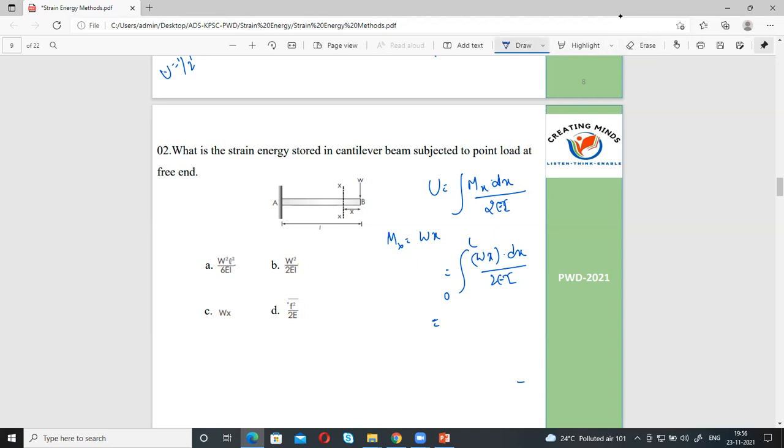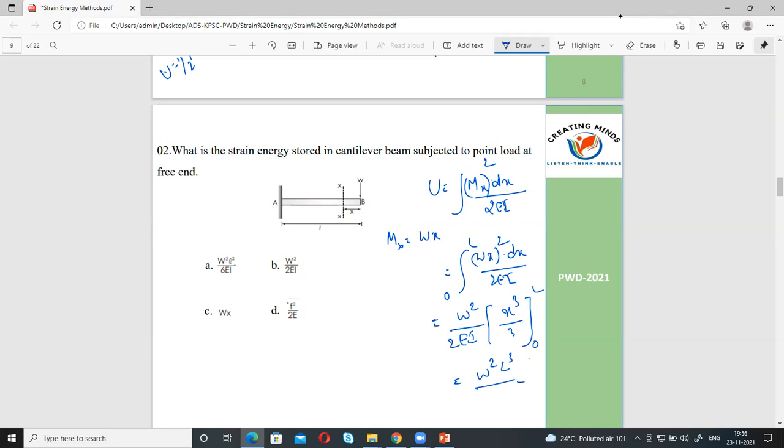Have you observed the equation? M square by 2EI. So you have to identify all those things. Wx whole square, what are we getting? W square outside, 2EI outside. Here x square will become x cube by 3, from 0 to L. So W square L cube divided by 6EI.